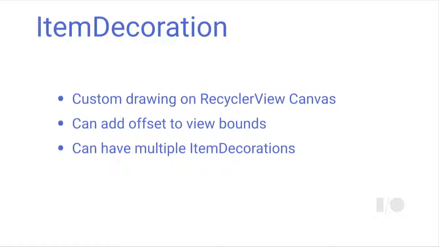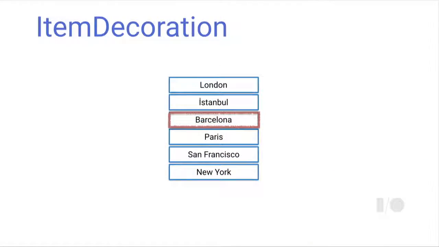And you can also have multiple item decorations. They stack. So these item decorations can affect views, again, in sort of a stack-like manner. Item decorations, so we can draw items over our list items here. What else?